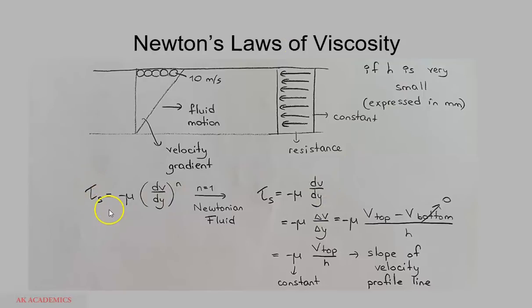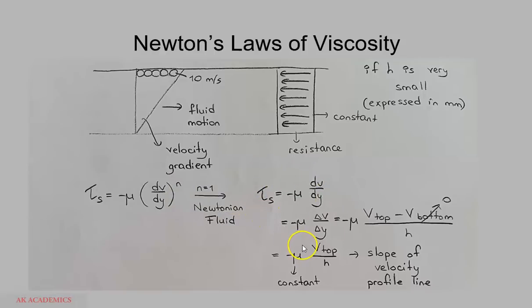All right, so again, our tau s, which is the shear stress, is equal to minus mu dv/dy raised to power n. This is our velocity gradient, this is our viscosity, this is our shear stress, and this is our n, where n is equal to 1. We have a Newtonian fluid, and this is exactly what we do have.